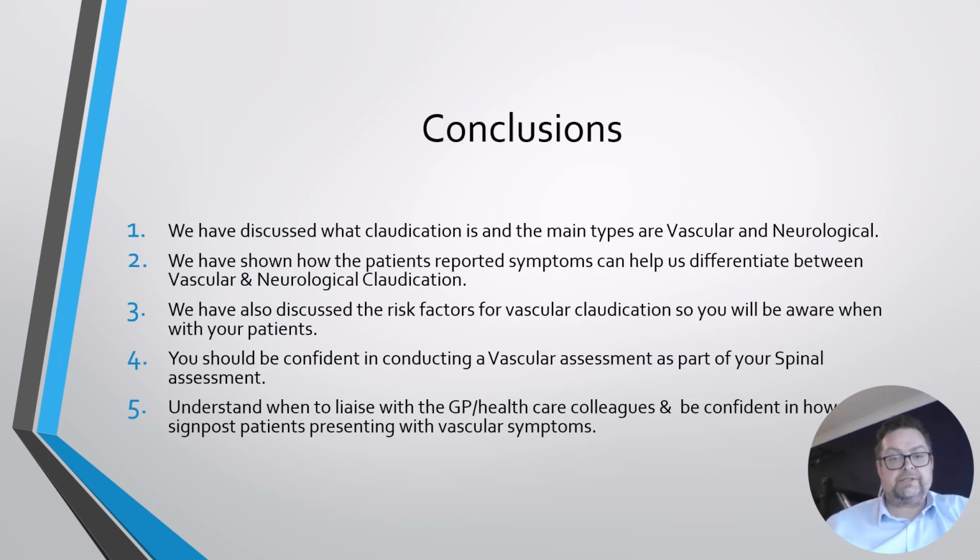So to conclude this presentation, we have discussed what claudication is and the main types, so the vascular and the neurological. We have shown how the patient's reported symptoms can help us differentiate vascular from neurological claudication. We've discussed the risk factors to be aware of. Hopefully, from the video you saw last week plus this lecture, you should be confident in incorporating vascular screening and assessment as part of your general MSK outpatient assessment if needed. And you should also hopefully be able to understand when to liaise with the GP and healthcare colleagues, to help signpost these patients to get help.